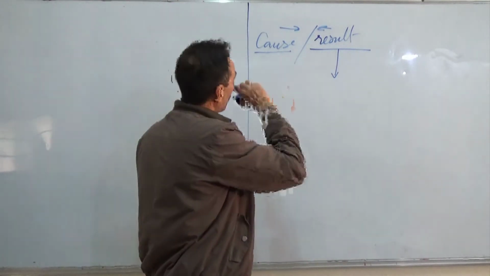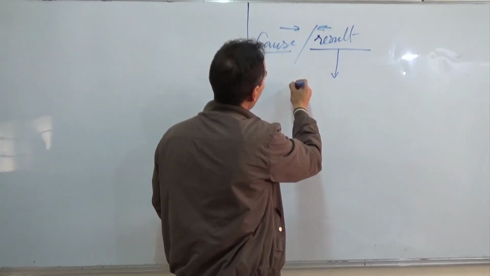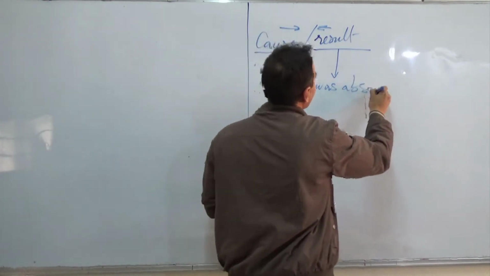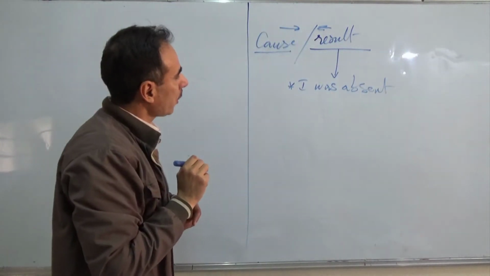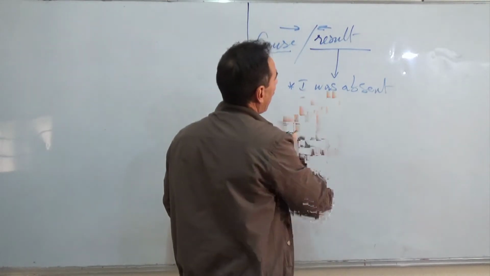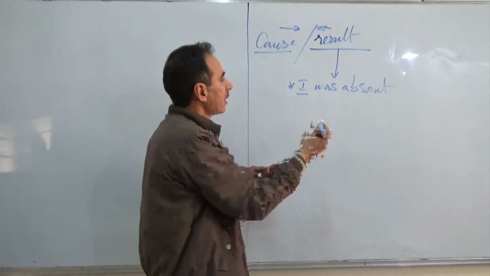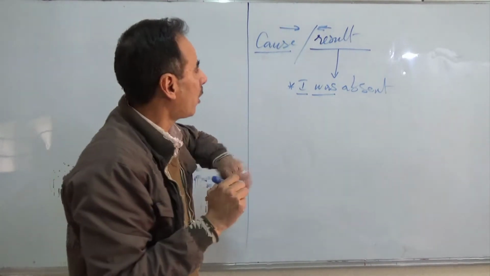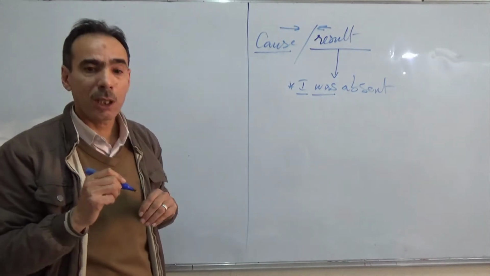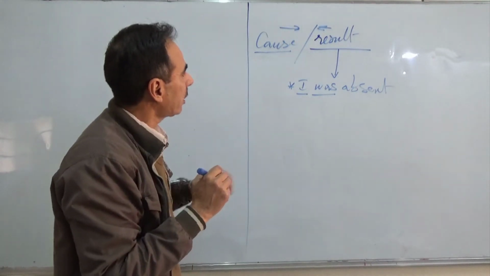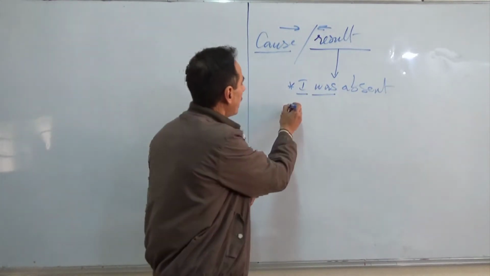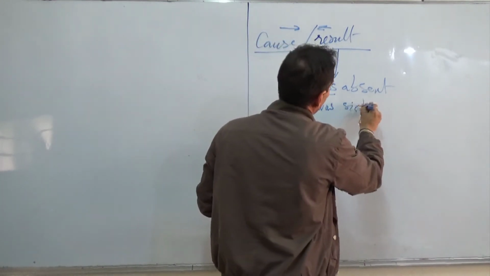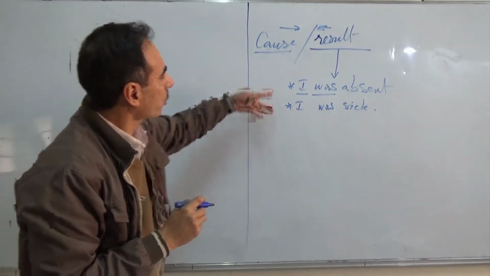You know, in complex sentences, you have, for example, I was absent, a simple sentence. What is a simple sentence? A simple sentence is a sentence that contains at least a subject and a verb. We can also add an object or a complement for the sentence. But a simple sentence always contains only one verb. I was sick. So, I was absent, I was sick are two simple sentences.